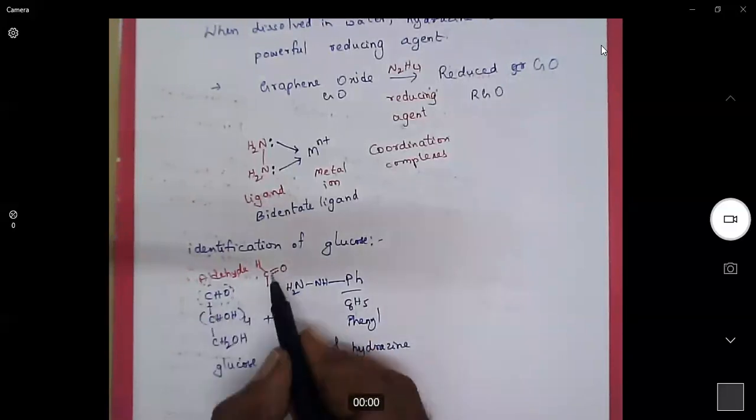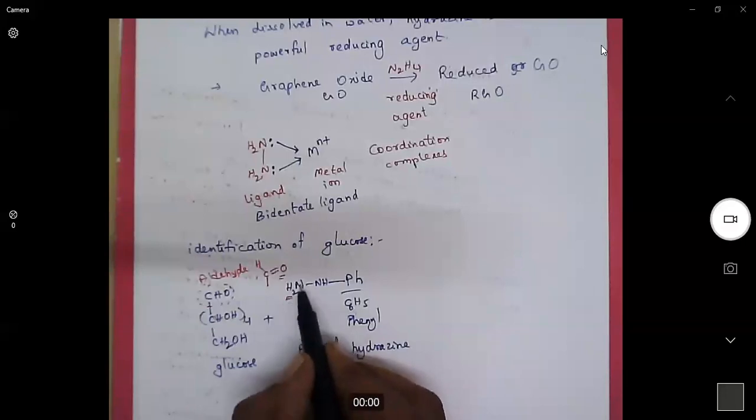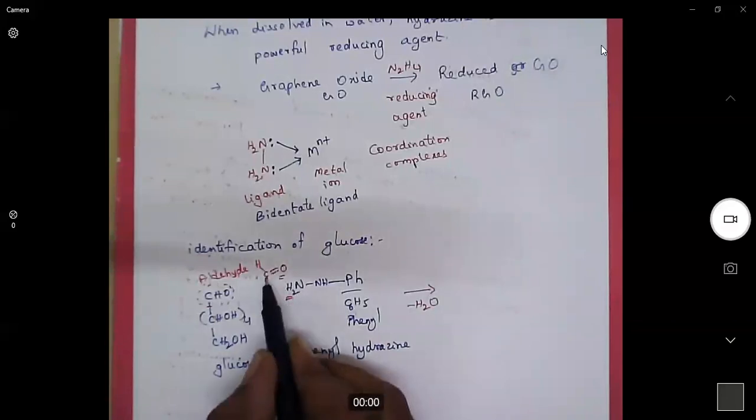Now, when we treat this phenylhydrazine with a carbonyl carbon, then what happens? This oxygen and these two hydrogens on nitrogen will be removed as a water molecule, and there will be a bond formation between carbon and nitrogen. It is a double bond. So what we get is CH=N-NH-Ph.